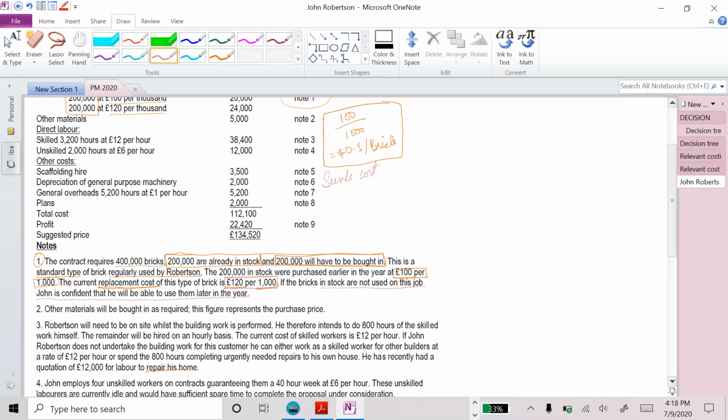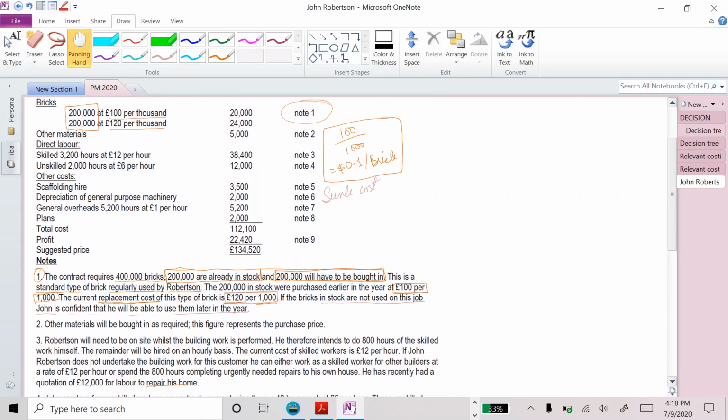So what we can do is let's try to adopt a different approach. Let's try to calculate the relevant cost of each expense or each cost one by one. I mean, let's try to calculate the relevant cost of brick first, and then we will read the remaining question later, right?